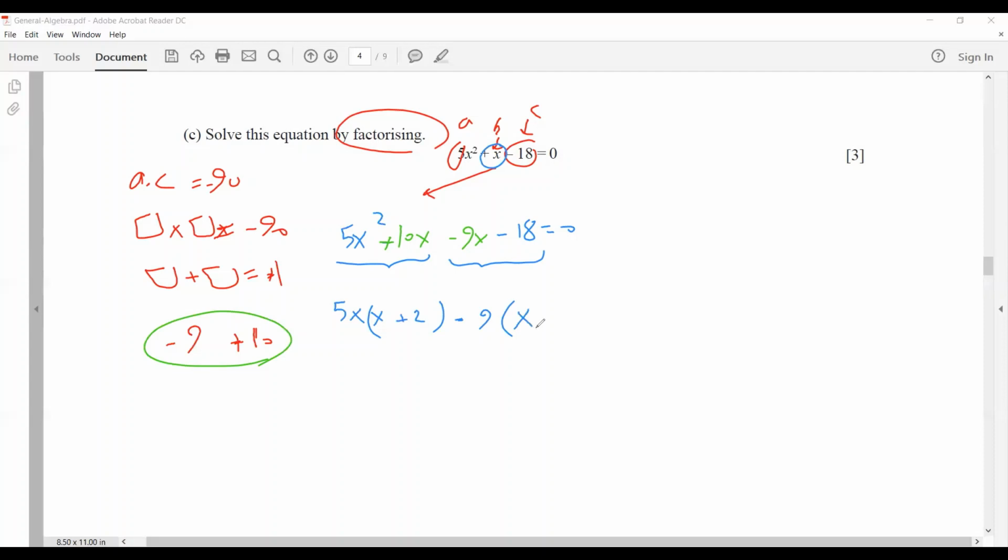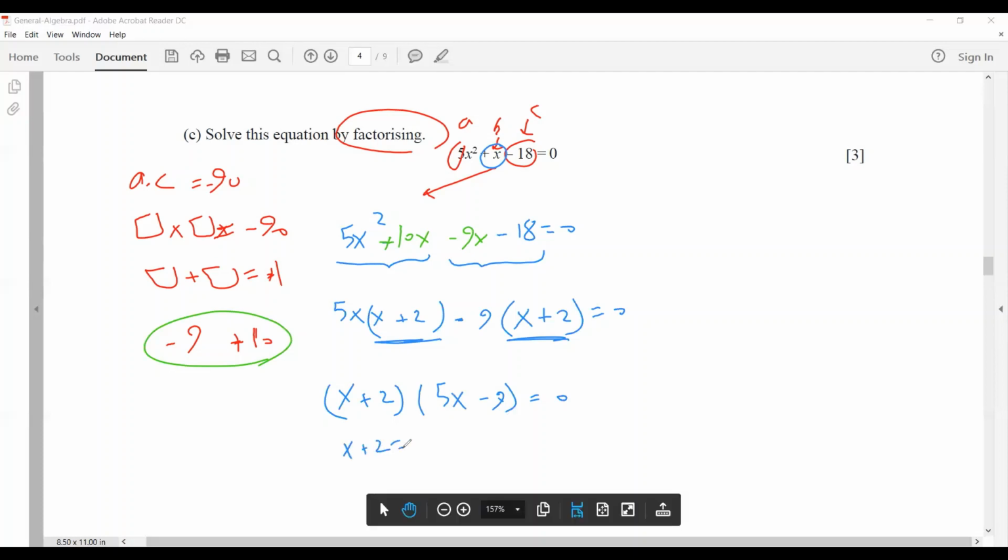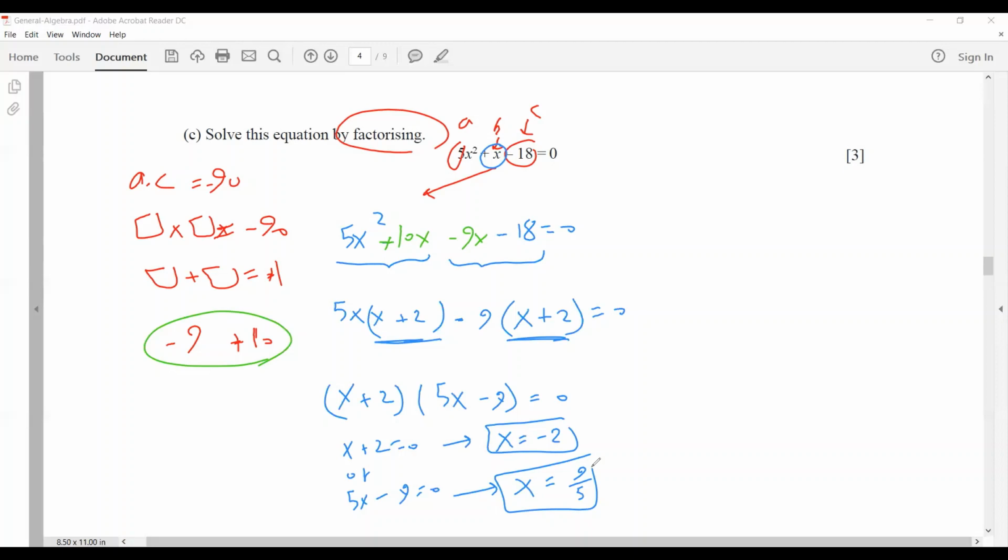No x. x remains there. Plus 2. And now the x plus 2 is common. Take the x plus 2 out, and you're left with 5x minus 9 equals to 0. And it's either x plus 2 equals 0, or 5x minus 9 equals to 0. And each one of them gives you a unique answer for x, 9/5, right? As simple as that. So this is AC method. It's a very common method. It's not always the most efficient one and the fastest one.